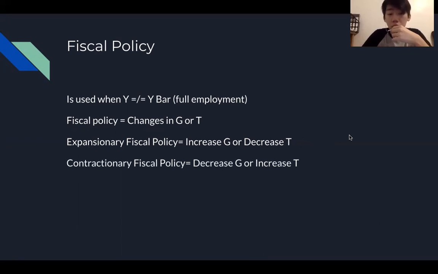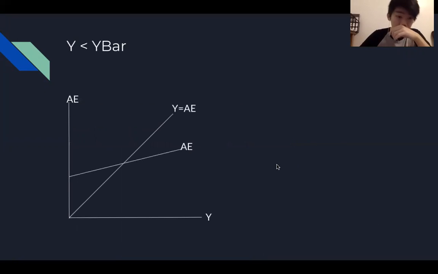On the other hand, we have contractionary fiscal policy. This is just the opposite. It's either decreases in G or increases in T. Remember that an increase in T will cause consumption to decrease. Once again, we just have a very basic graph here.